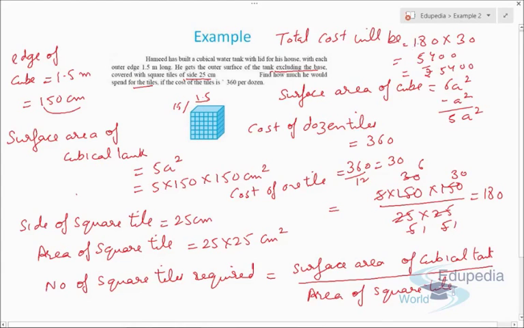So this is how we can use the concepts of cube and cuboid and concepts of 2D shapes to solve various types of questions.